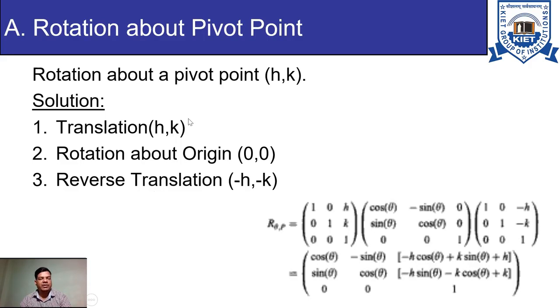So what we have to do is shift the pivot point to the origin, and as the point is shifted towards the origin, the object is also shifted towards the origin. Then we apply the concept of rotation, and we already have the matrix of rotation about the origin, which we have already discussed. And finally, after rotation we shift the pivot point back to its original position. So this is a composite transformation, and here we are performing three transformations: first translation, second rotation, and third reverse translation.